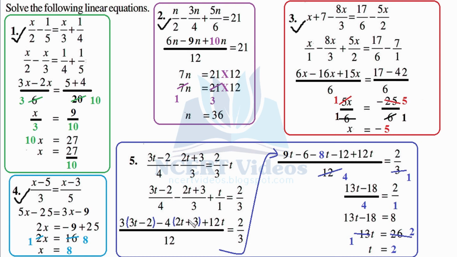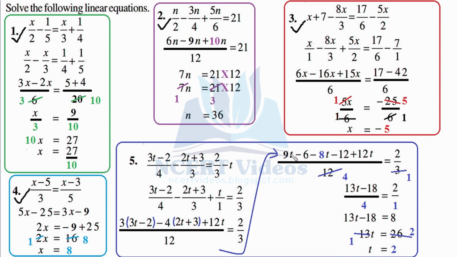Now let's open the bracket in our numerator part. 3 into 3 is 9, followed with t. So we wrote 9t. Minus 3 2s are 6. So minus 6. Minus 4 to the 8t, so we wrote minus 8t. Again, plus minus is minus, 4 3 is a 12, so minus 12. Plus 12t as it is in numerator. In denominator we have 12, so we wrote 12 as it is, equal to 2 over 3 as it is. Cancelling opportunity in the denominator part. 1 3 is a 3, 4 3 is a 12.